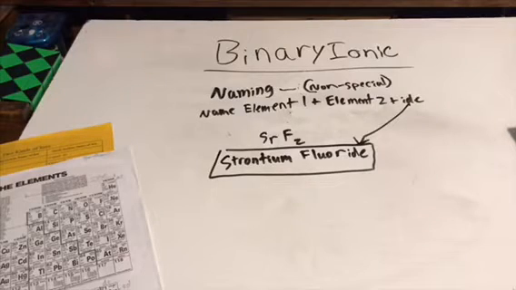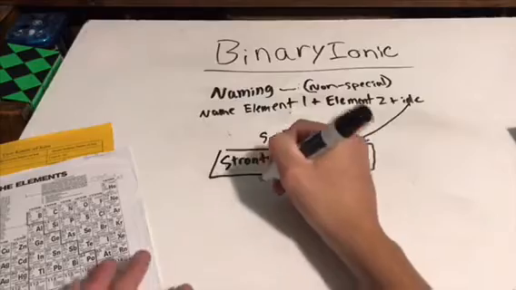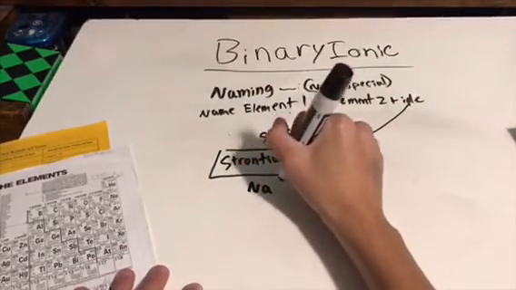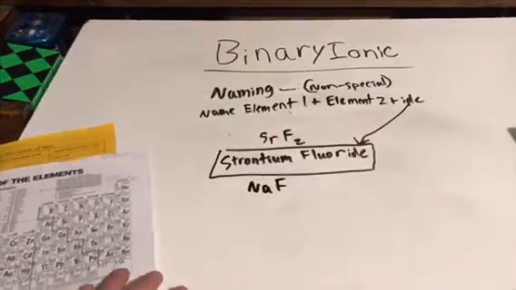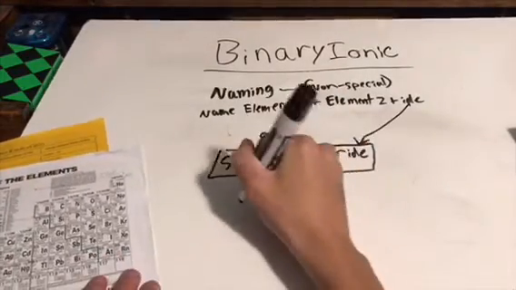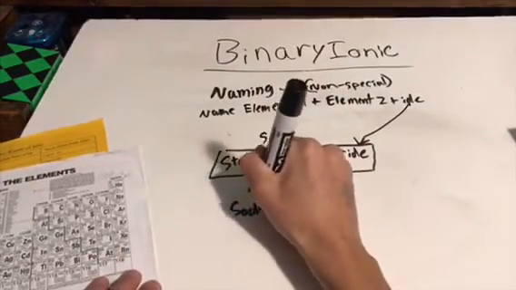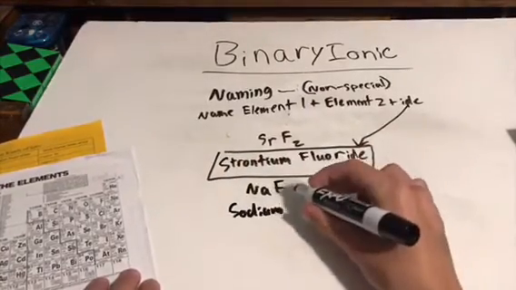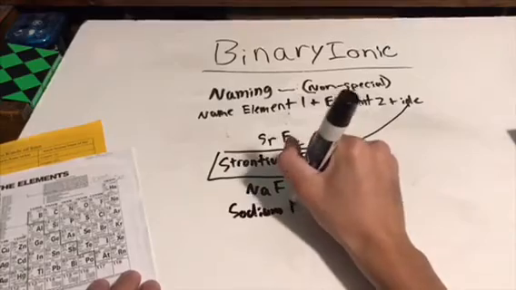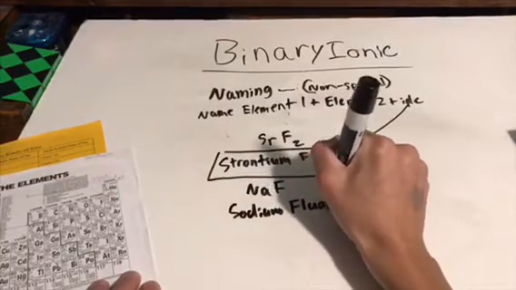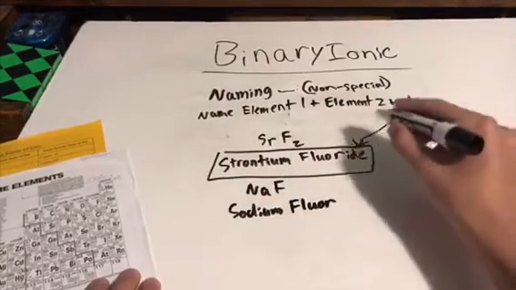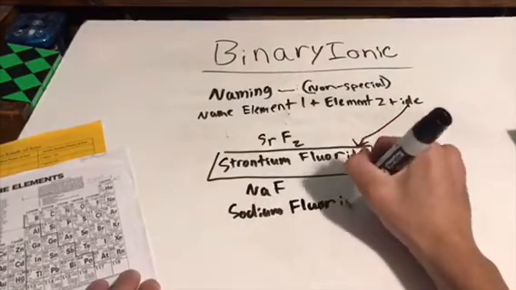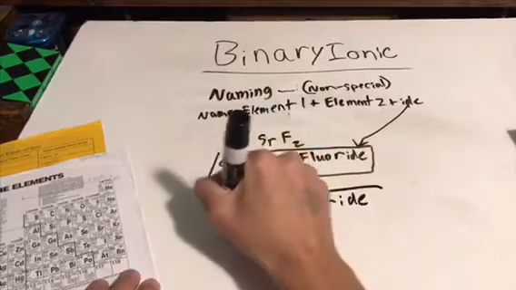How about if we do Na and F? Take the name of your first element, sodium. Then you take the name of your second, fluorine. Chop off the ending, remember, chop off the "ene," and add "ide." Sodium fluoride.